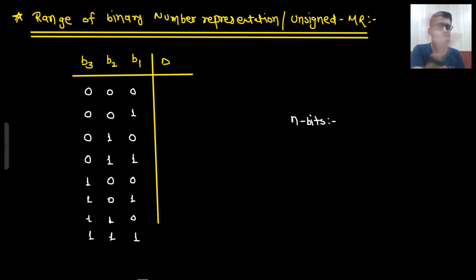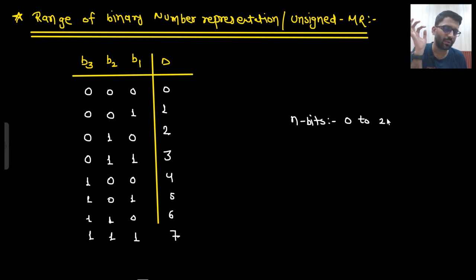Now, the range of binary numbers. 0, 1, this will be 2, this will be 3, 4, 5, 6, 7. So in 3 bits we are going till 7. In n bits we are going from 0 to 2 to the power n minus 1. Do you remember it? For 4 bits the total possible combinations are 16, but in decimal we will go till 15. So from 0 to 2 to the power n minus 1 for n bits.